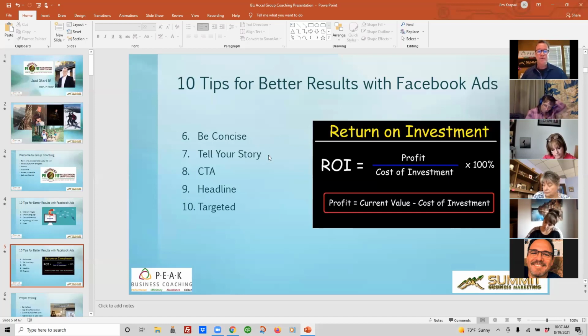And this is a really fun thing. Tell your story. You can tell your story in a video, or Facebook has a feature. It's called carousel ad. And so it's kind of between an image and a video. And so you can pick multiple images with multiple text and multiple calls to action and have them run in a series.